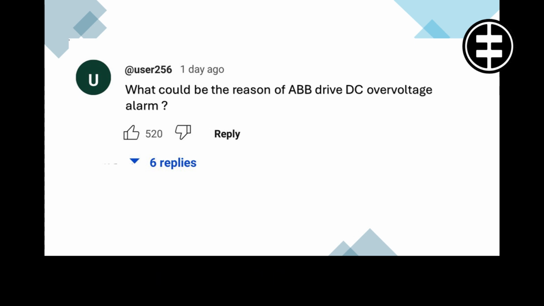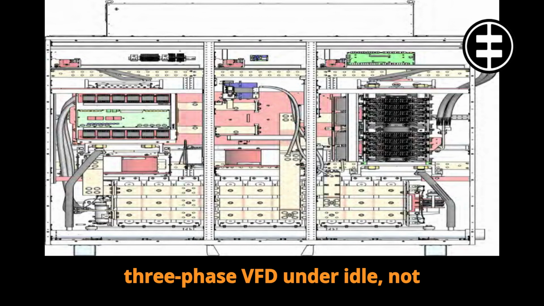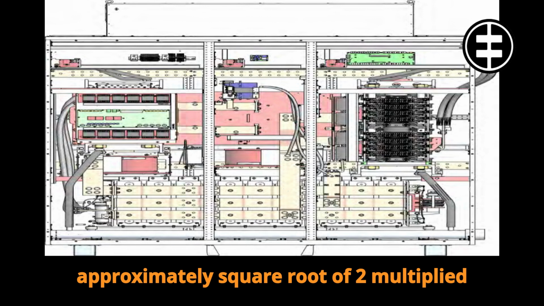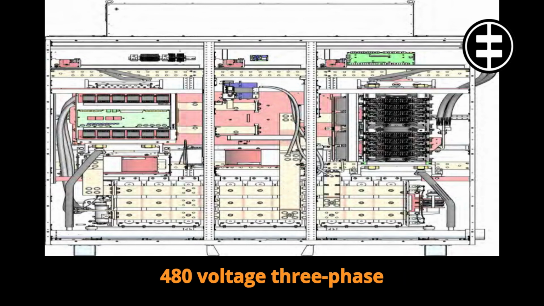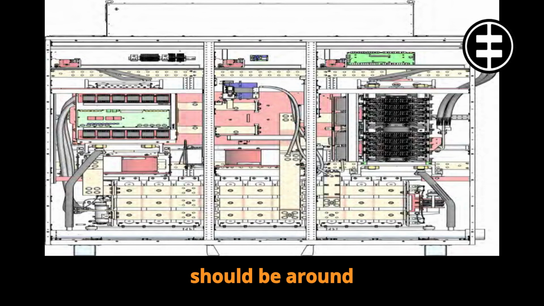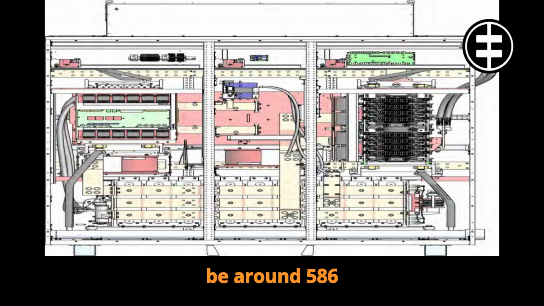The ideal DC bus voltage for a three-phase VFD under idle, not running, condition should be approximately square root of 2 multiplied by the AC RMS voltage. Hence, for a 480 volt, three-phase system, the expected idle DC bus voltage should be around 678 volts. For a 415 volt three-phase system, drive idle DC bus voltage should be around 586 volts.